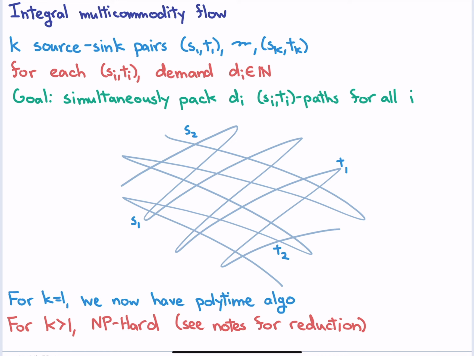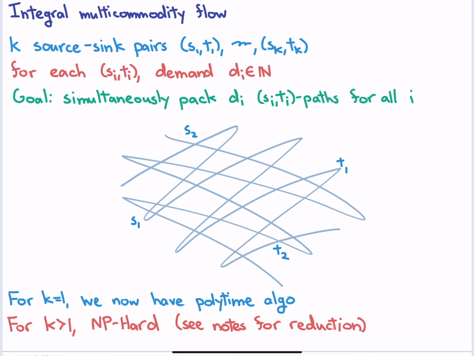So in something like integral multi-commodity flow, you have a bunch of source sink pairs. And each one might have a separate demand, like the first pair needs to have 2 edge disjoint paths, the next pair needs to have 5 edge disjoint paths. The simplest case is all one. Each pair needs a separate edge disjoint path. And the goal is to choose a path for each pair so that none of them are sharing edges. So it's simultaneously edge disjoint across all pairs.